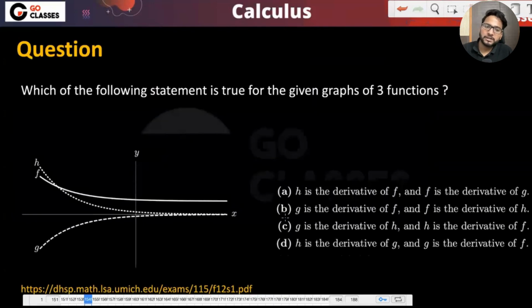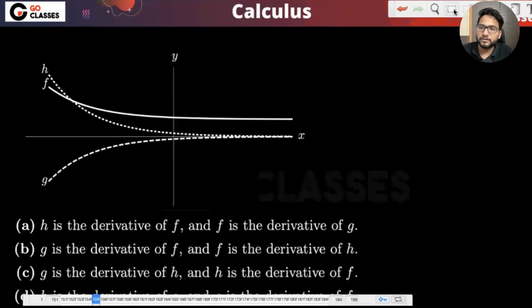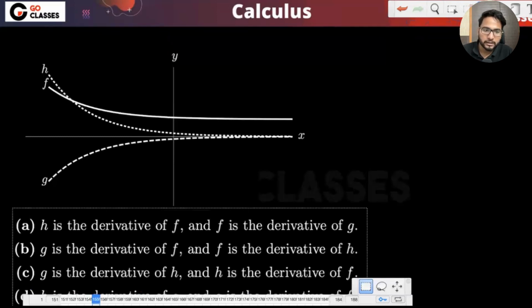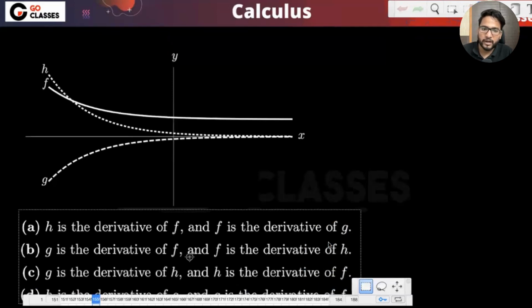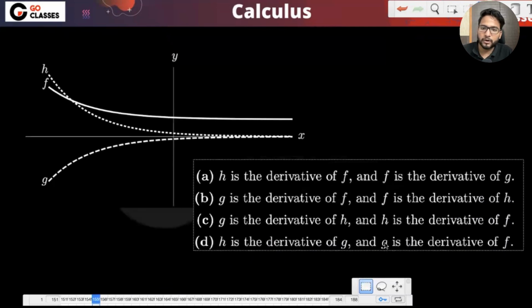Let's solve this question. This is a little interesting question. What they're asking is, which of the following statements is true for the given graph of three functions? These three functions are given. Now you need to check whether h is a derivative of f. I think I have the same question copied on the next slide. So you need to check one of these conditions.